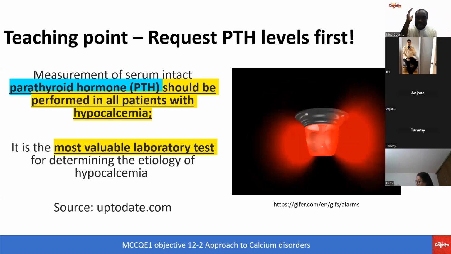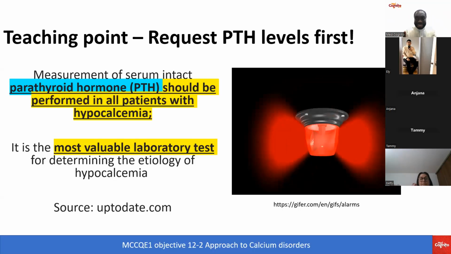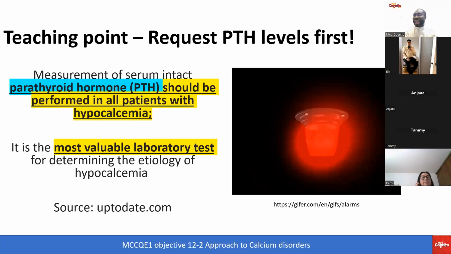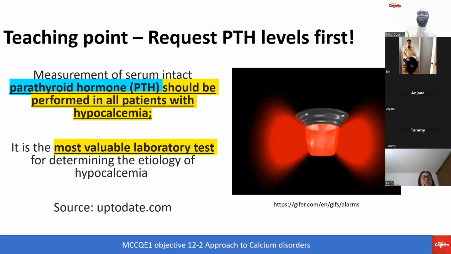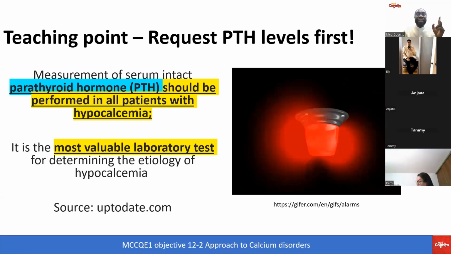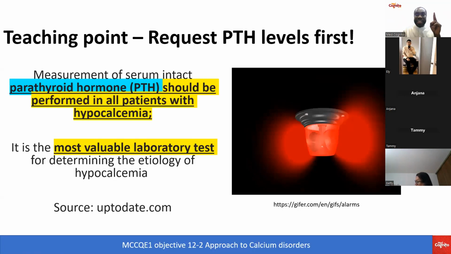So please, when you are practicing mock exams and the rest in preparation for your QE1, always remember, hypocalcemia, next best investigation, parathyroid hormone level. It is the most valuable test for determining the etiology of hypocalcemia. Doctors, please, have I made my point clear?